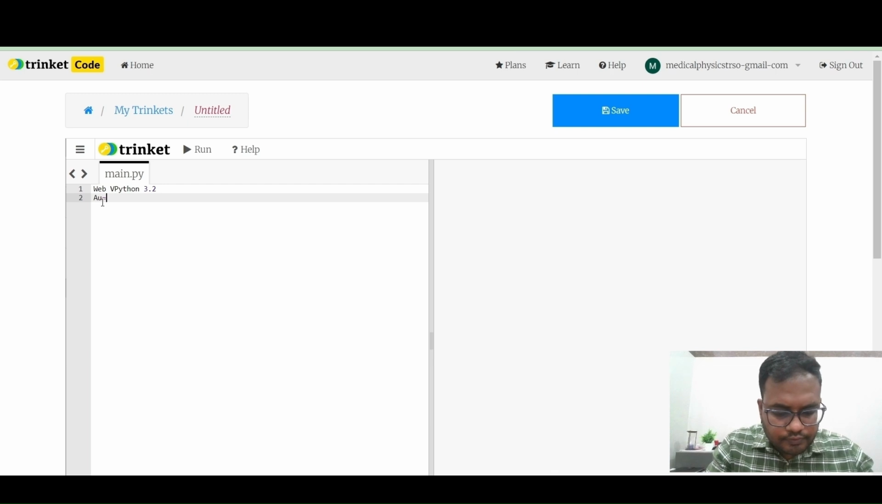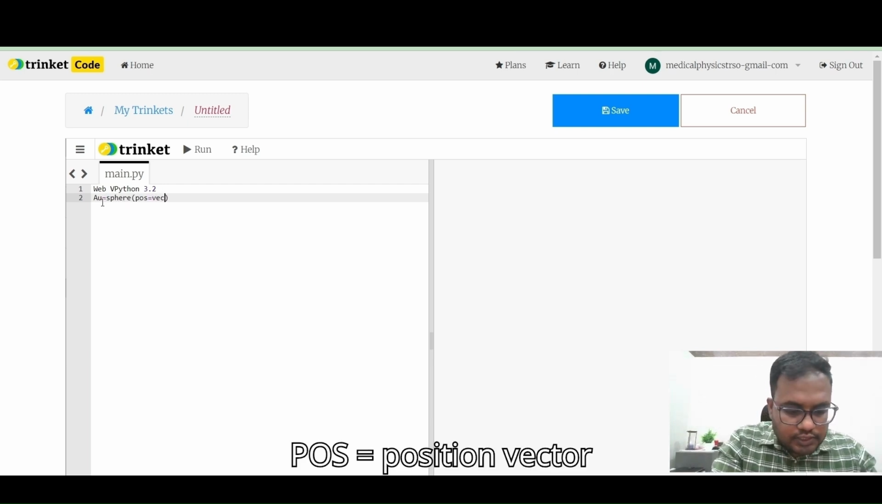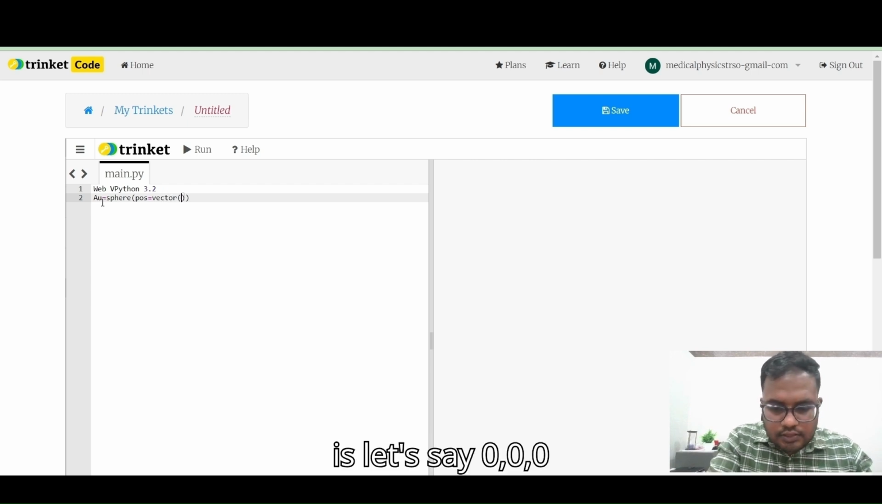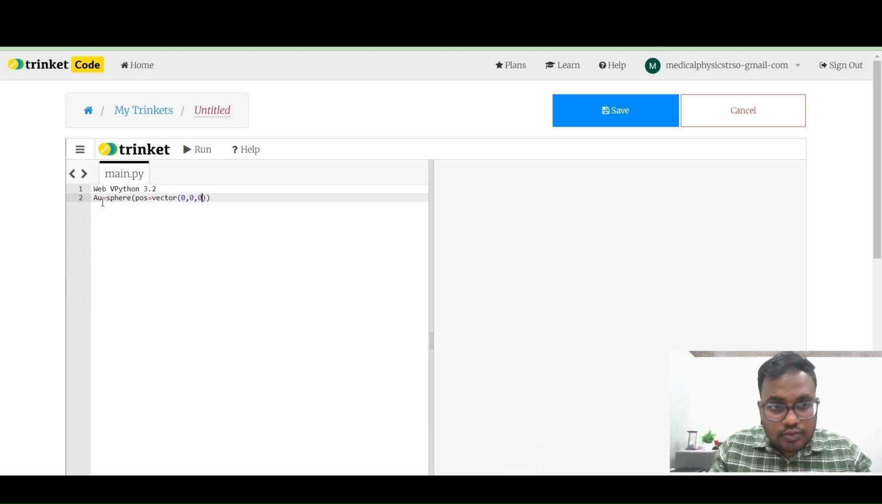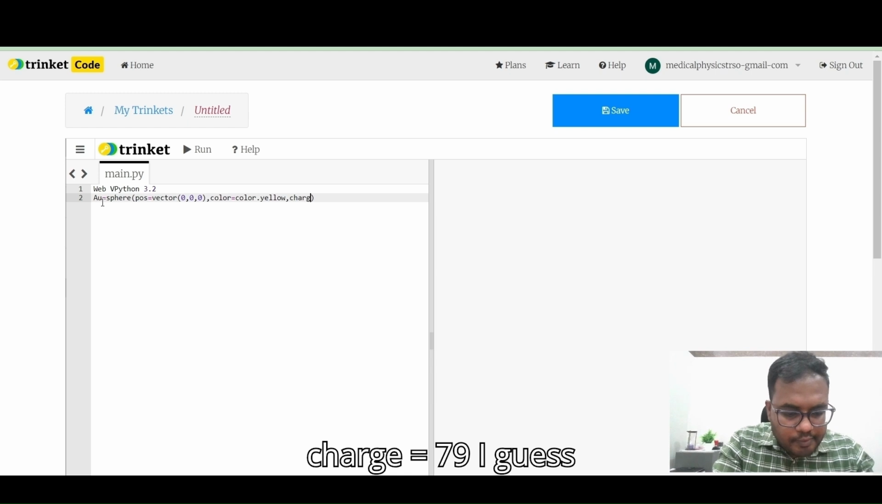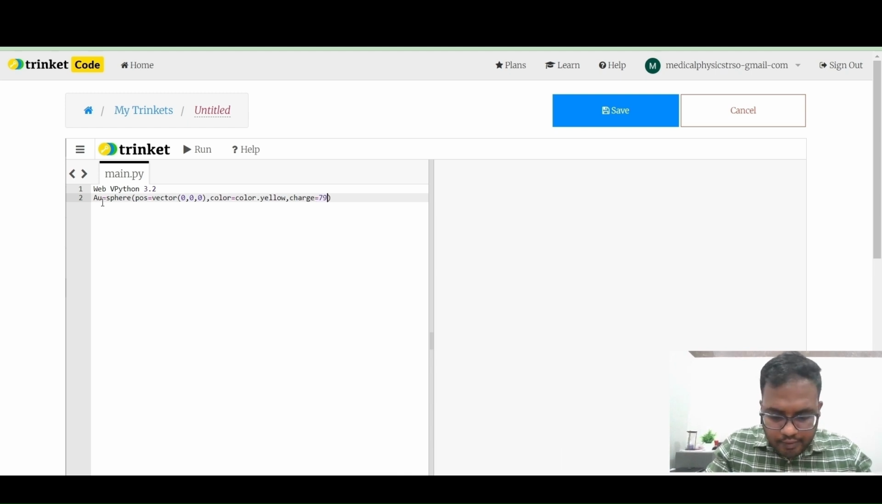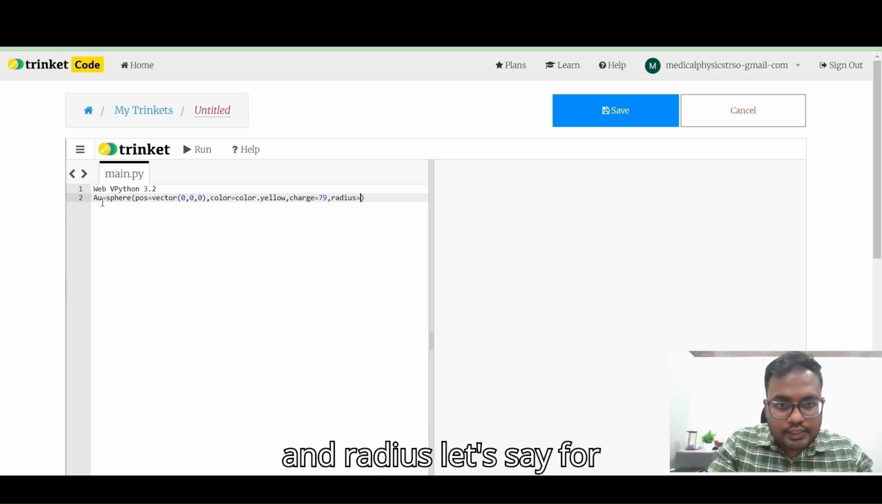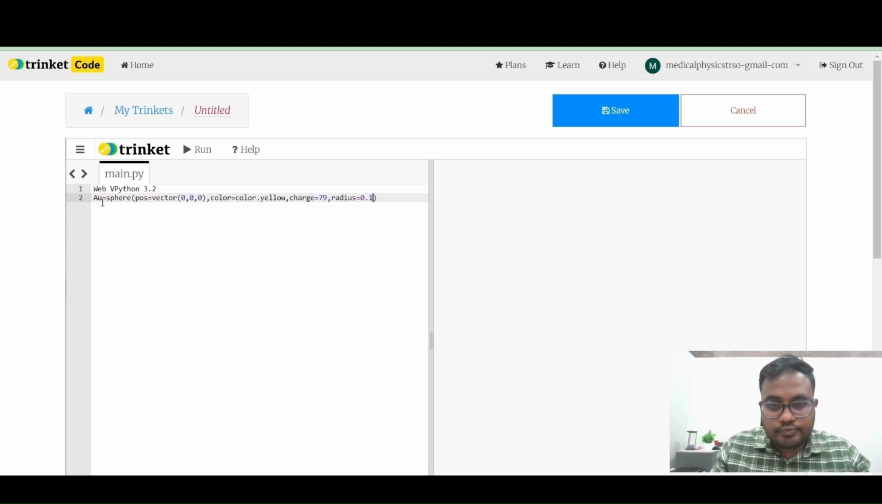Here, first I have to define the gold atom. Au equal to sphere, pos equal to position vector, let's say 0, 0, 0, color equal to color.yellow, charge equal to 79, and radius, let's say for visibility, I'm giving 0.1.